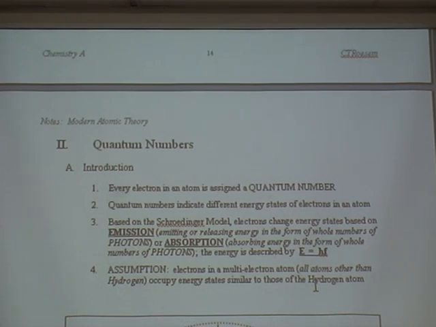The energy is described by E equals hf, where E is energy, h is Planck's constant, which is 10 to the minus 34th joules, it's tiny, and then f is frequency. So frequency and energy are directly proportional. There is an assumption: the electrons in a multi-electron atom, which is every atom except hydrogen, occupy energy states similar to those of the hydrogen atom, which to be honest is not that true.